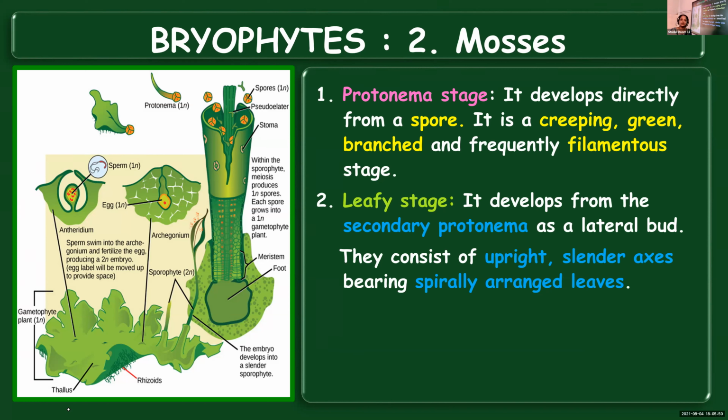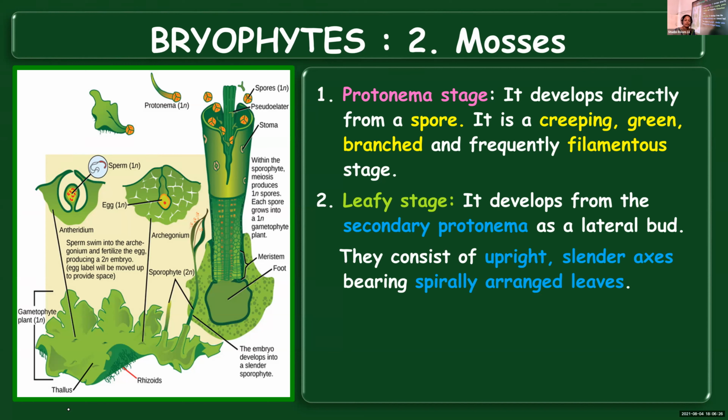It is because of the presence of these leaf-like structures on those slender axes that you call it the leafy stage. Once again, in mosses, the main stage, the dominant stage, is the gametophyte. And the gametophyte can be differentiated into two stages. The first stage is protonema. Protonema is the stage which is formed directly after the germination of a spore. The features include, it is green in color, creeping, filamentous and branched.